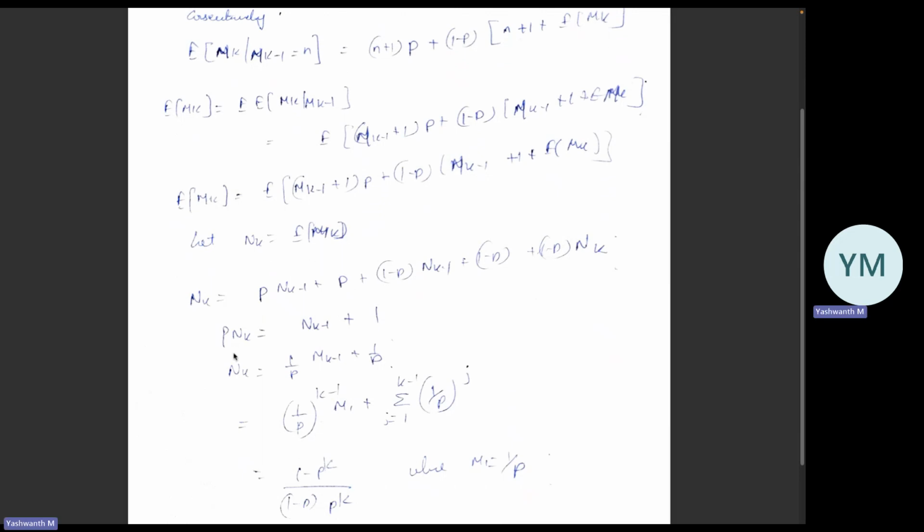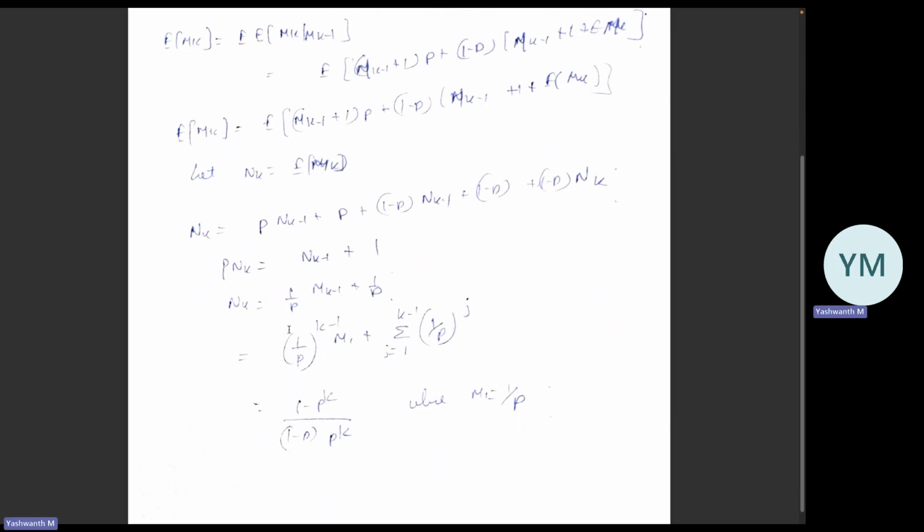And simplifying this, we end up getting a recursive equation: p times N_k is N_{k-1} plus 1, and N_k is 1 over p times N_{k-1} plus 1 by p. Okay, so we can back substitute this recurrence relation and we end up getting this thing. Here M_1 is a geometric random variable, so that is 1 over p.